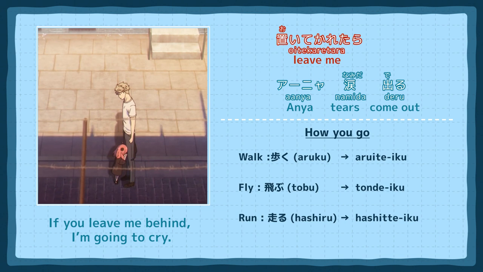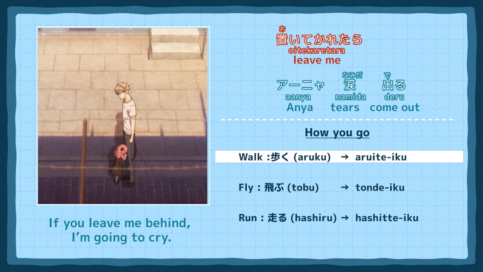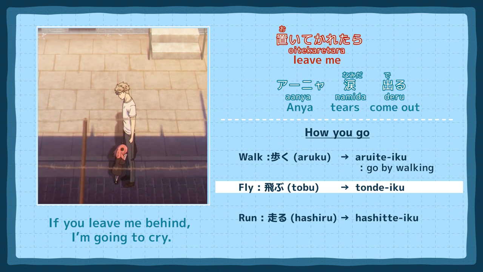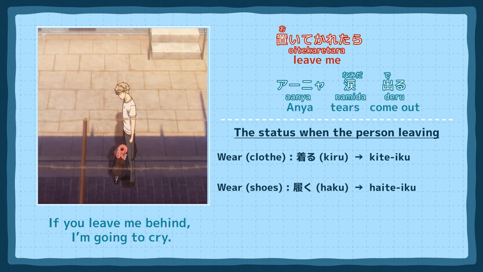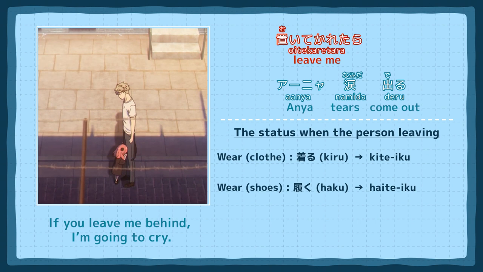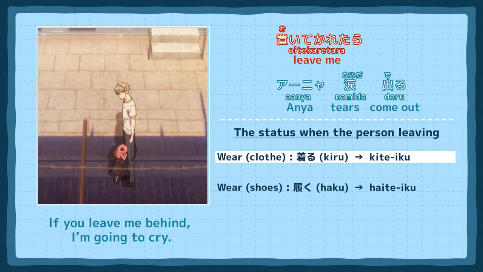For example, if you combine it with these words, it becomes a manner, like how you go. Walk, 歩く, 歩いて行く, 歩いて行く, go by walking. Fly, 飛ぶ, 飛んで行く, 飛んで行く, go by flying. Run, 走る, 走っていく, 走っていく, go by running. And if you combine these words, it tells the status of the person when leaving. For example, wear, 着る, 着ていく, 着ていく, I wear these clothes to go.